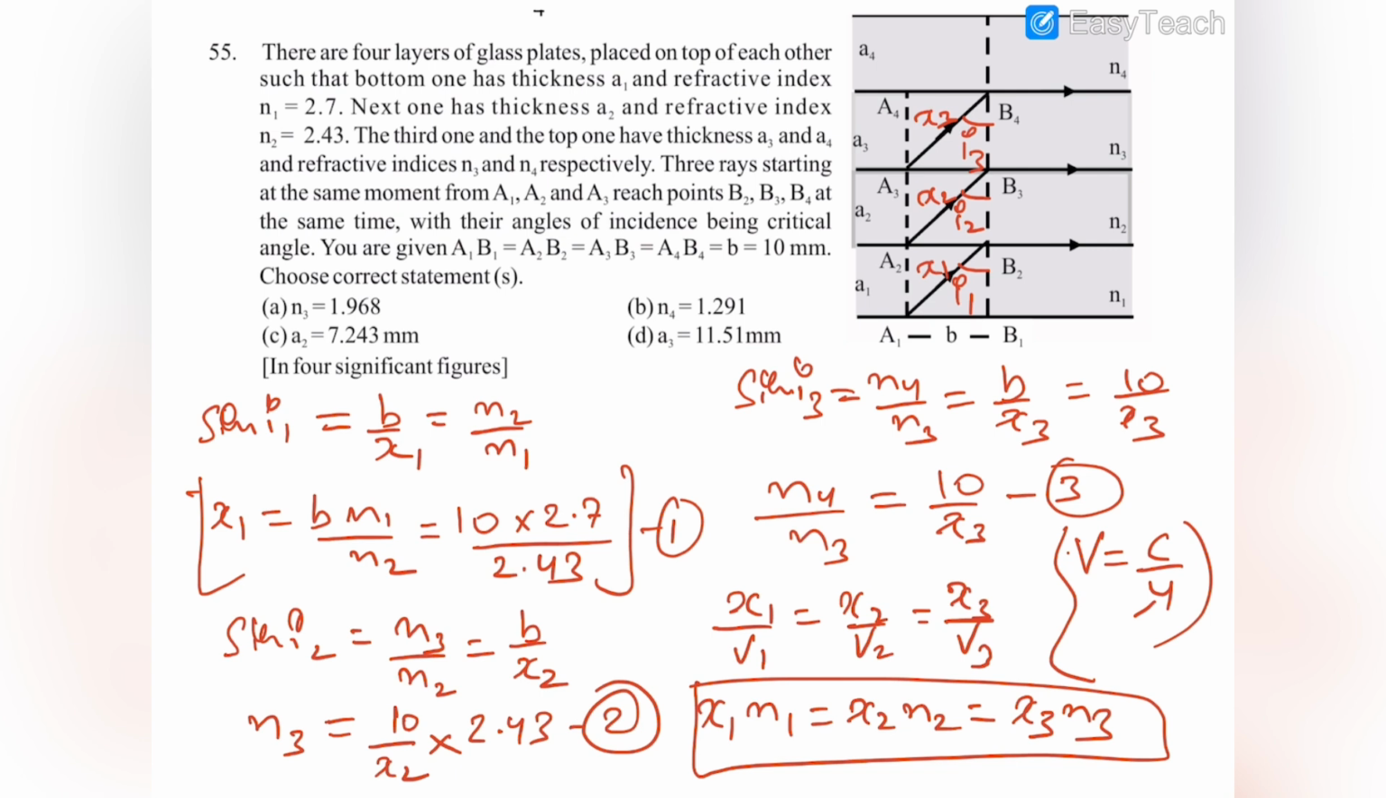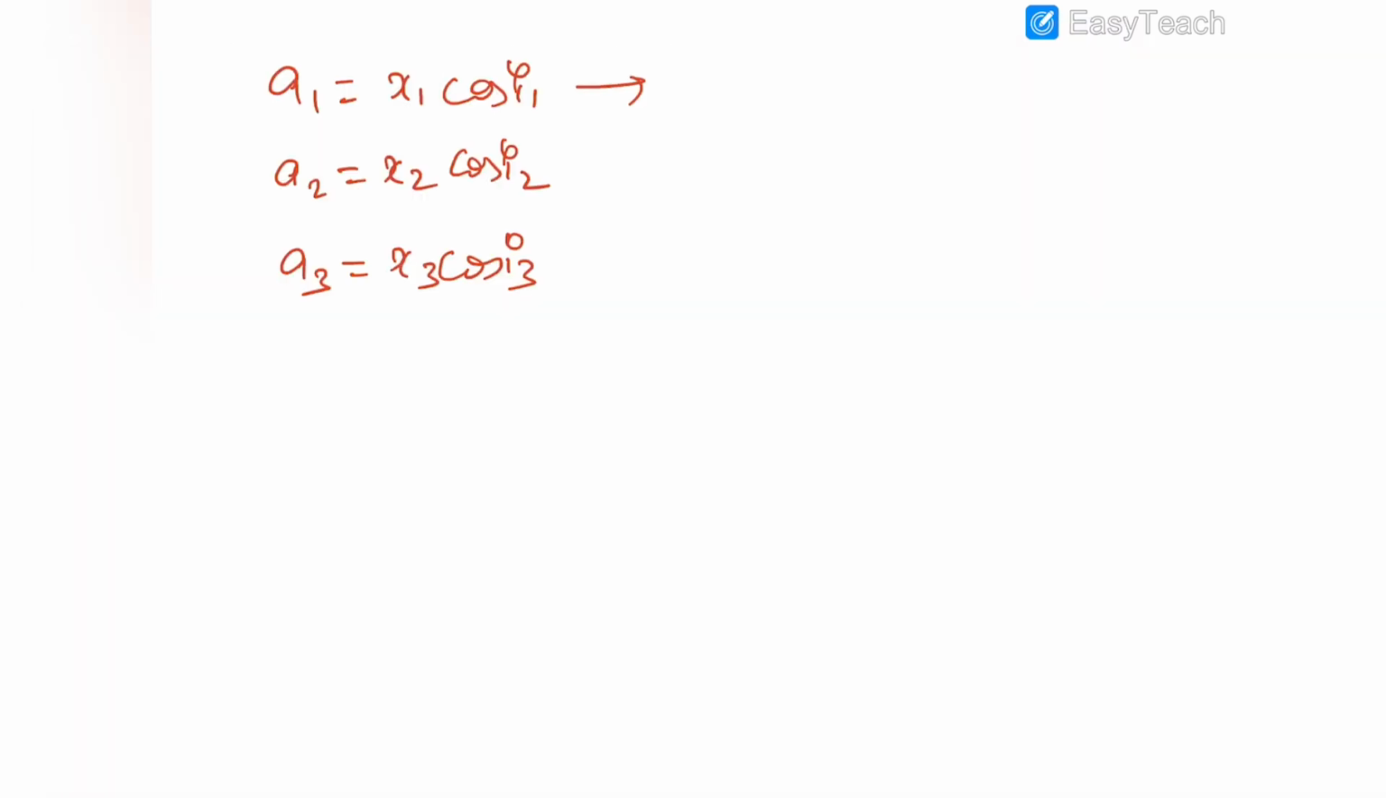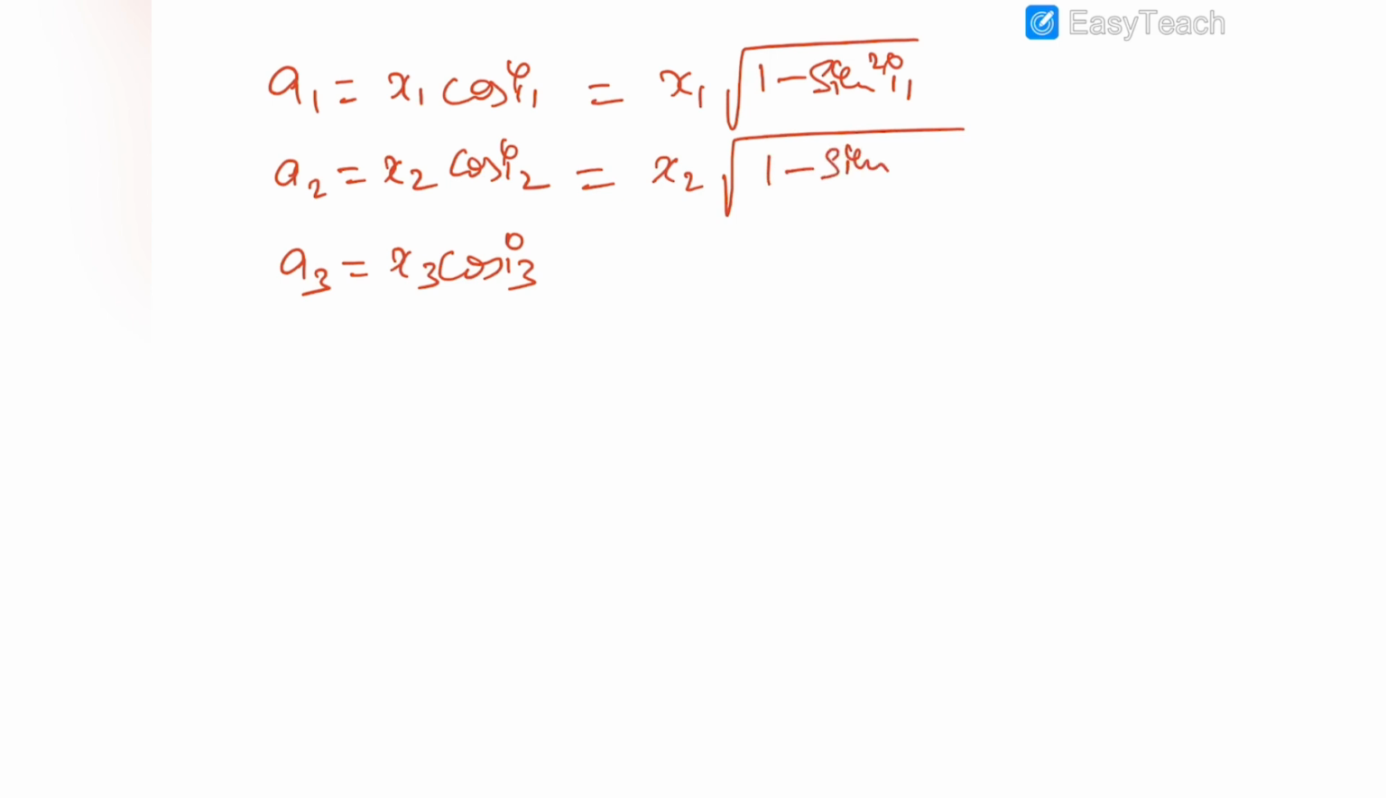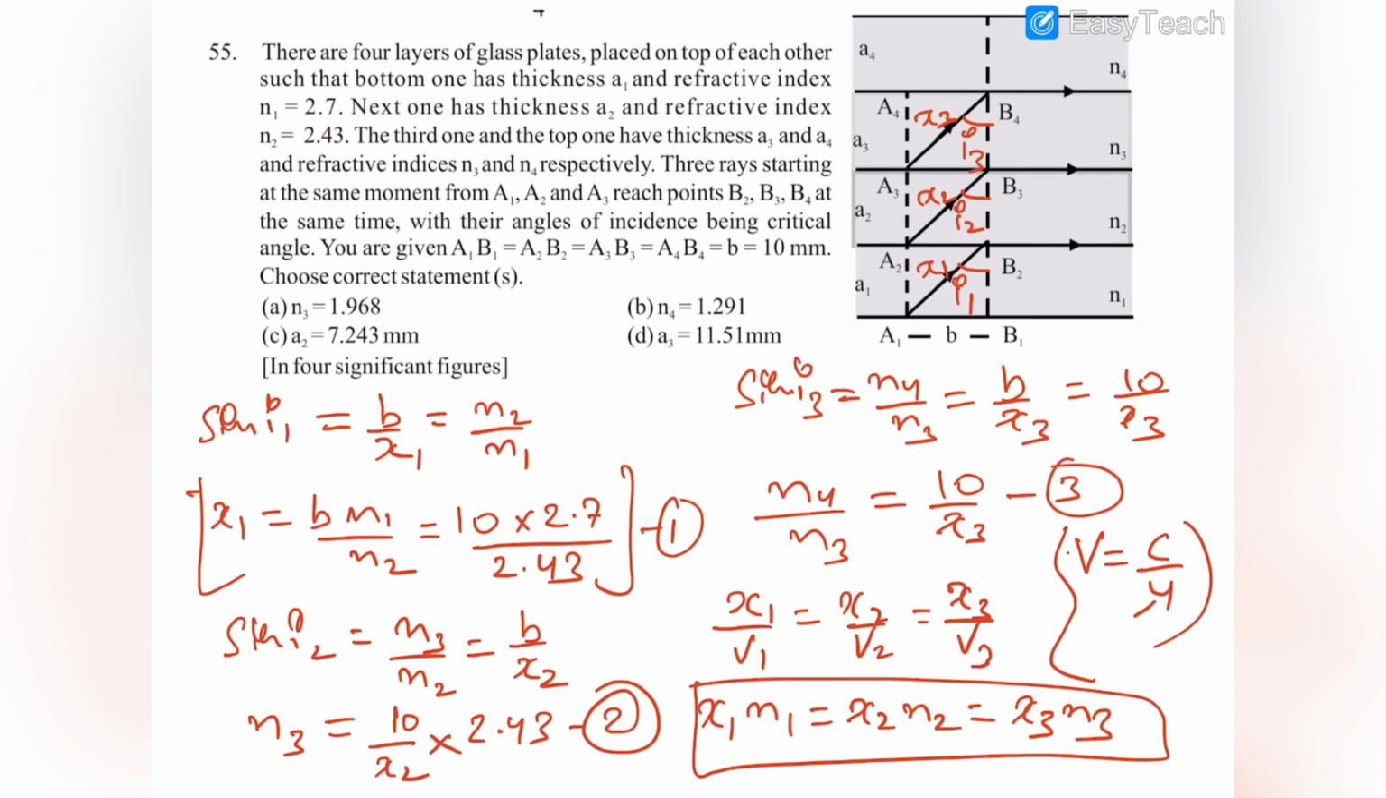Okay, so the value of cos i1 can be written as the square root of 1 minus sin squared i1, which we have already calculated previously, and this is x2 into the square root of 1 minus sin squared i2, and this is x3 into the square root of 1 minus sin squared i3. So this is a calculative part, and you can calculate it on your own and find out these values, and you will find that the correct options would be A, B, C and D.